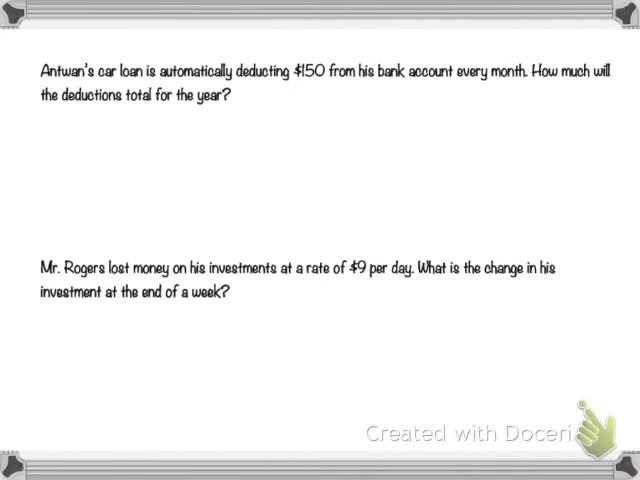Now, Antoine's car loan is automatically deducting $150 from his bank account every month. How much will the deductions total for the year? So we have to ask ourselves what we have to do with that. First clue is that they are deducting $150 from his bank account every month. So we have to ask ourselves, what does that mean if they're deducting? That means that $150 is negative.